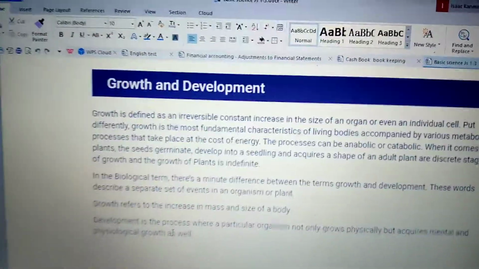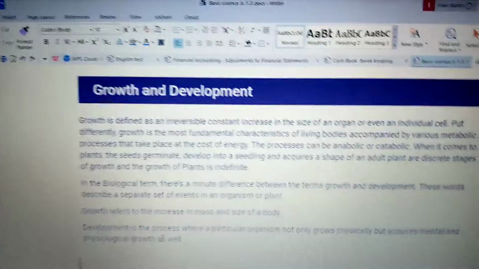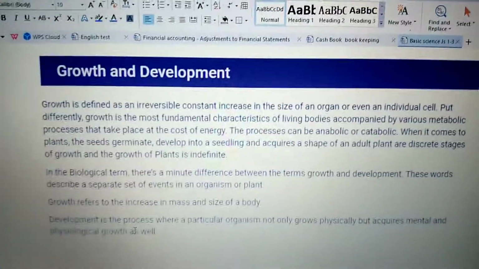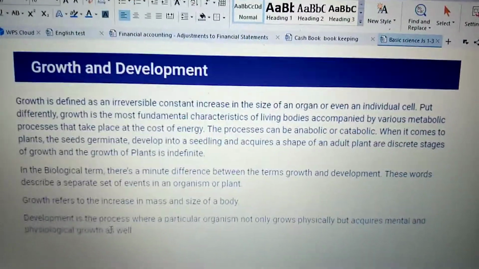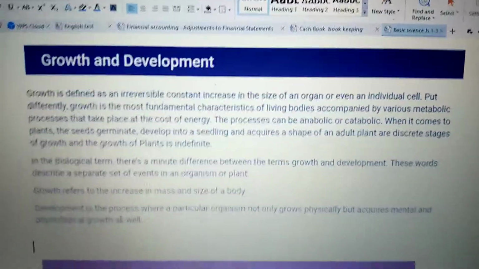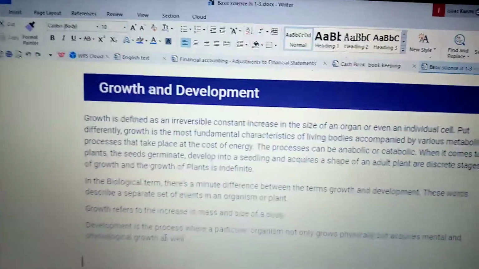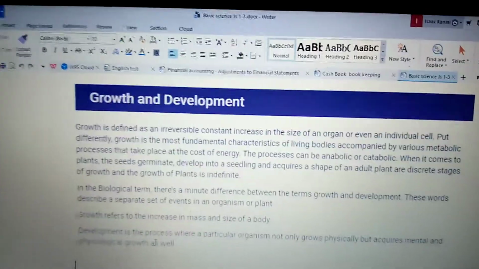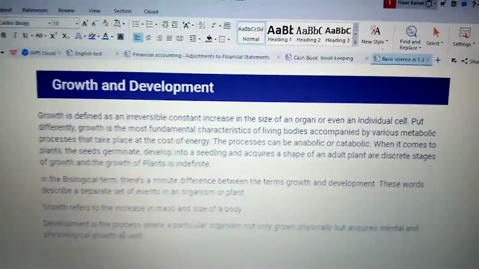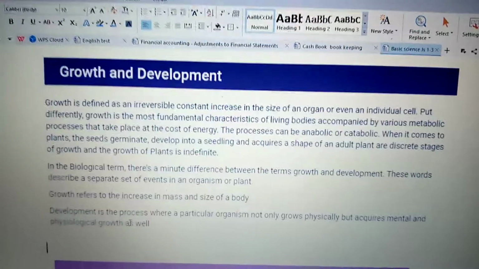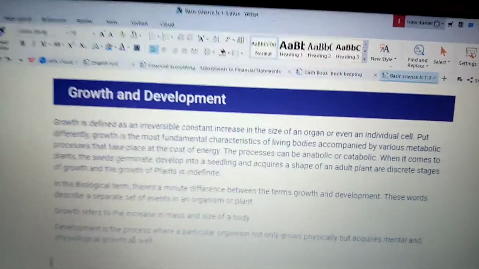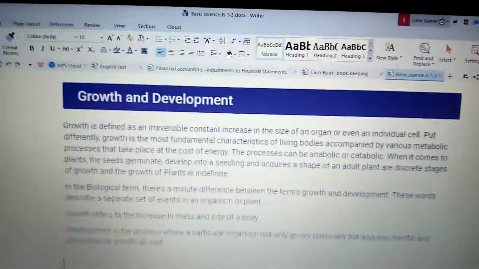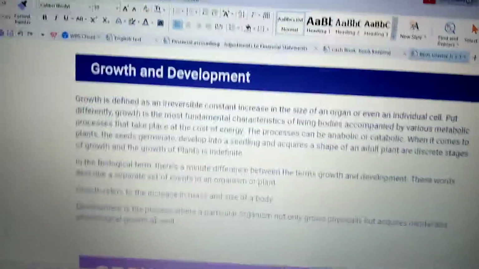What is growth? Growth is an irreversible, constant increase in size of an organ or even an individual cell. Remember, you were taught before about cells, that's the smallest living unit, and about organs, that a group of cells working together to perform certain functions. But an increase in the size of cells or an organ is known as growth.